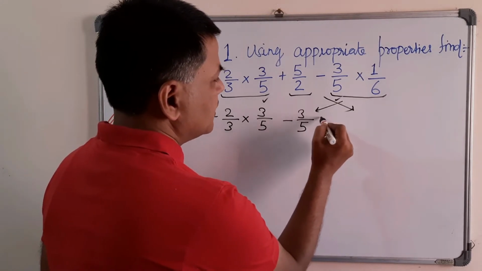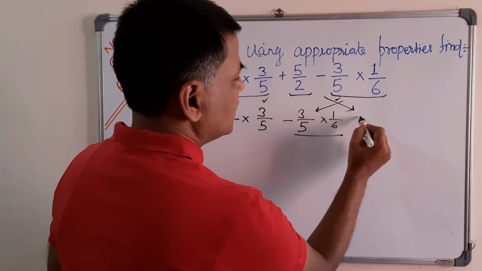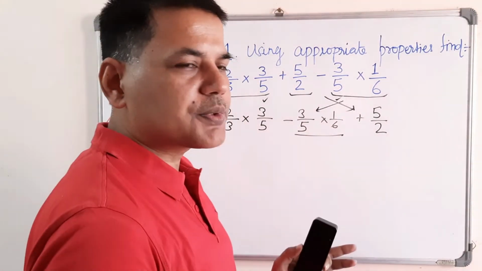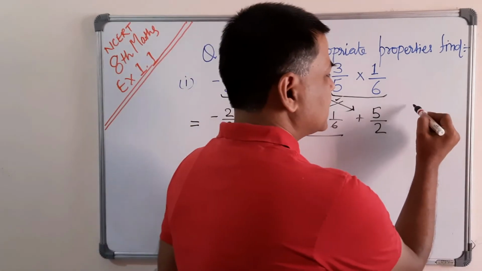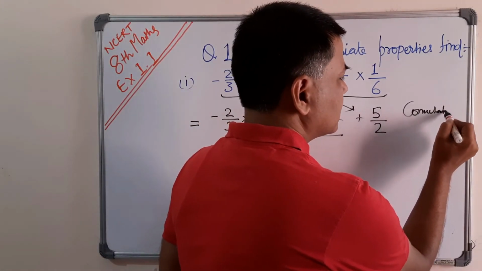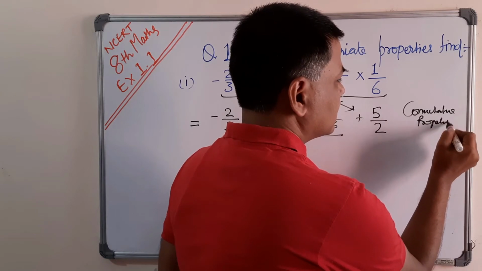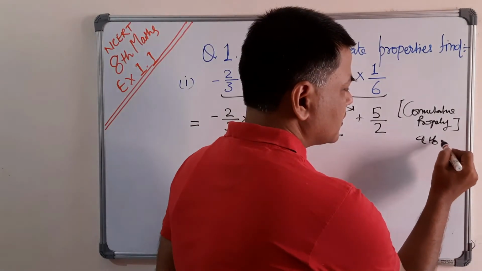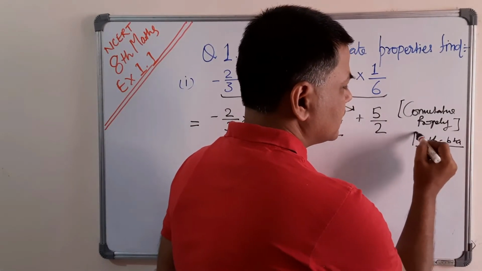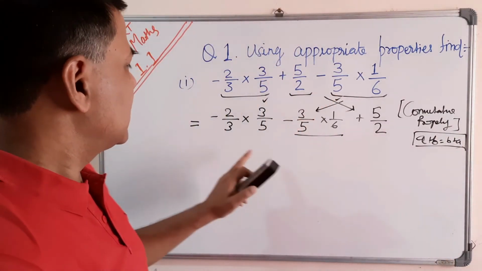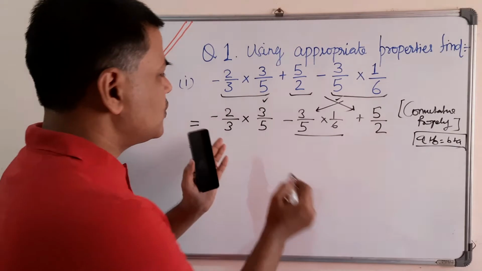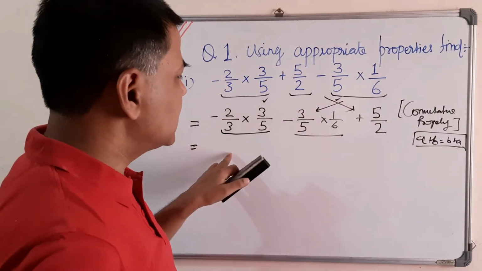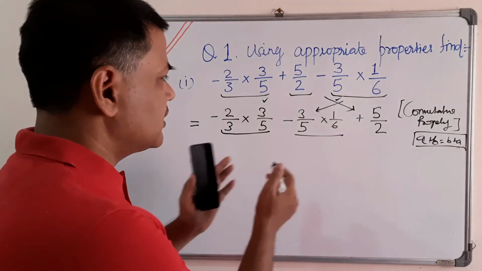I am going to write minus 3 by 5 into 1 by 6, bringing it here, and plus 5 by 2 here. And how did we do that? Using what property? This is the commutative property. So mention it here, because we have used a plus b equal to b plus a in this form. Next, now we have two terms close to each other in which 3 by 5 is common. So in the next line we are going to take 3 by 5 as common and then solve it.